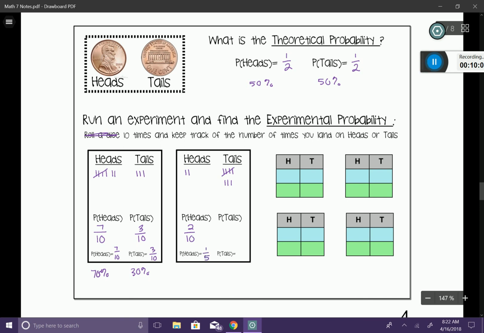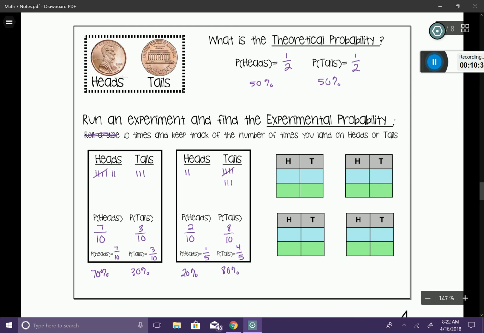Now, the decimal for 1/5 is going to be about 20%. I'm sorry, decimal to convert into a percent. Now, let's go ahead and look at the tails. 8 out of 10 is just going to be 80%, or here we go, 4 out of 5, which is 80%.